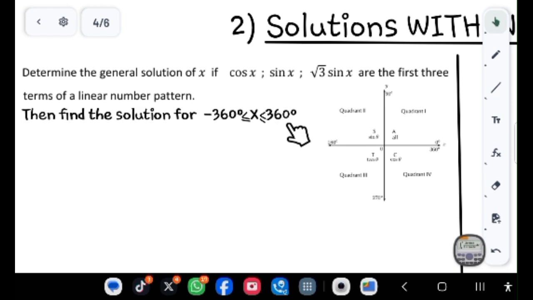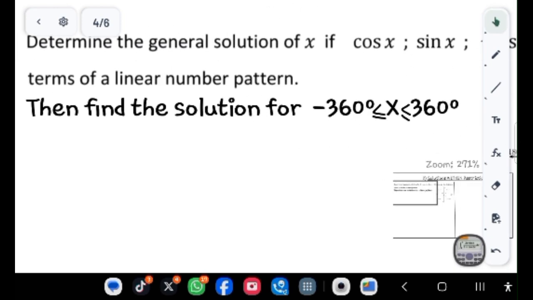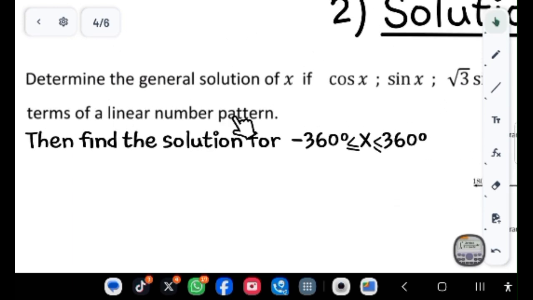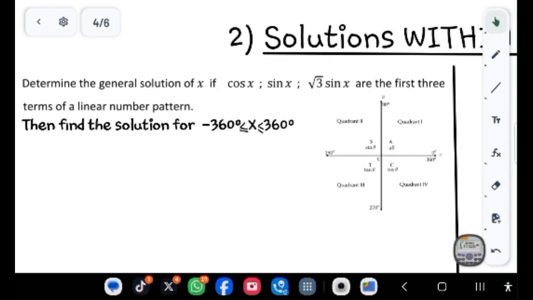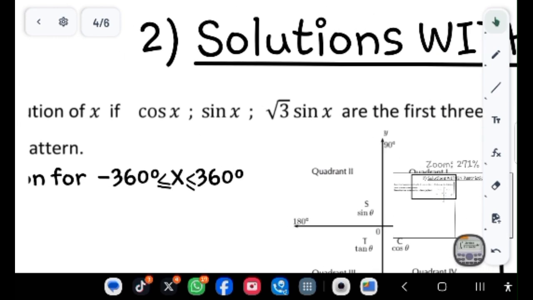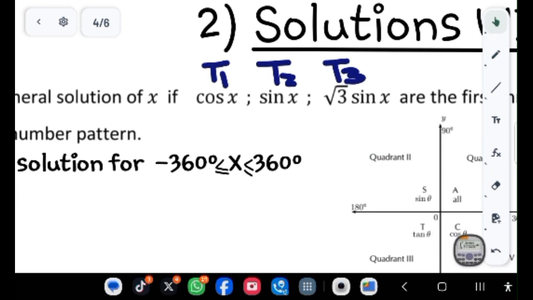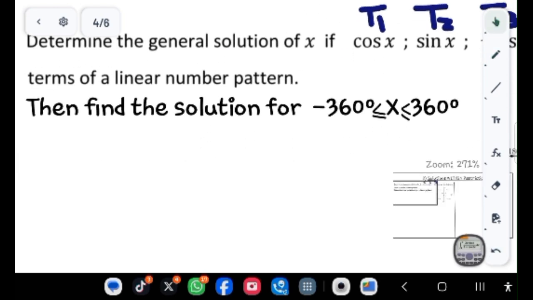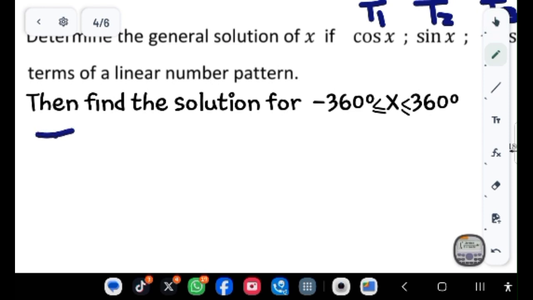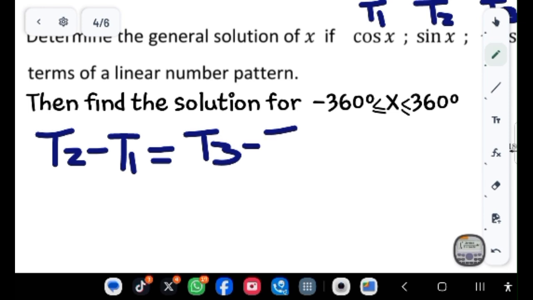So what you do is you find the general solution first. And how do we find the general solution? We apply the information given to us in the question. We're dealing with a linear pattern, meaning that this is term 1, term 2, term 3. The definition of a linear pattern is such that T2 minus T1, the constant difference, is the same. T2 minus T1 equals T3 minus T2. That is the definition of a linear pattern. This one is a linear pattern.